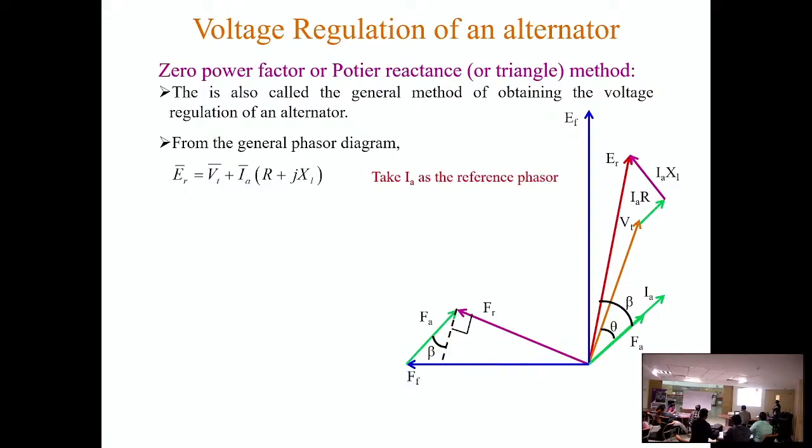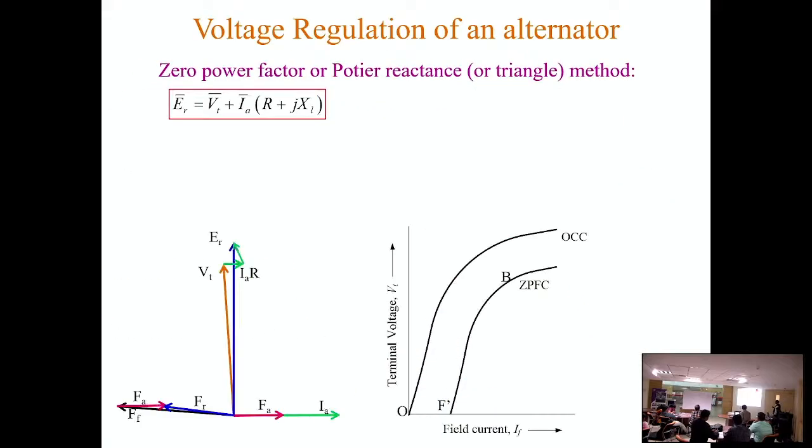For that, while calculating this, you have to take IA as the reference phasor. The reason is the same: the angle between IA and ER, that is beta, will come automatically. That is another point we will discuss later. First of all, the problem with this equation is you cannot calculate ER because XL is unknown. XS is known, XL is unknown. So how will you get XL? This is the zero power factor phasor diagram, if you can remember, and this is the OCC and ZPFC.